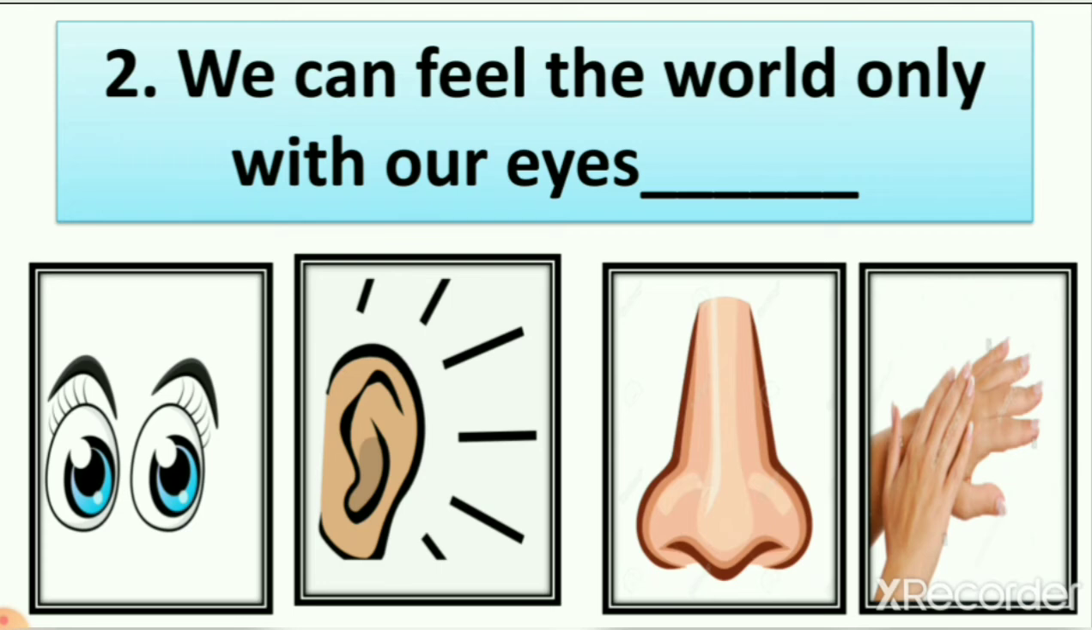Why? Because we can feel the world around us with the help of our sense organs, and sense organs are eyes, nose, ears, tongue and skin. So we need all sense organs to feel the world around us, not only eyes. So what do we write here? We write here false. We can feel the world only with our eyes is a wrong statement, and the right statement is we can feel the world with the help of our five sense organs. So now you can understand which statement is right and which is wrong.